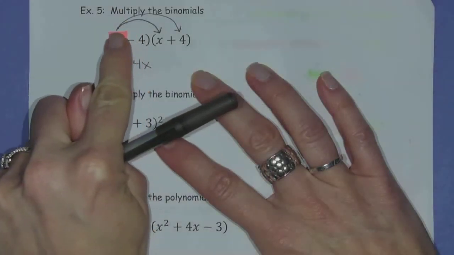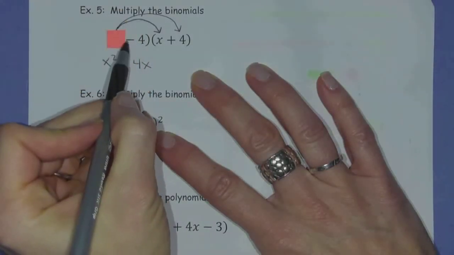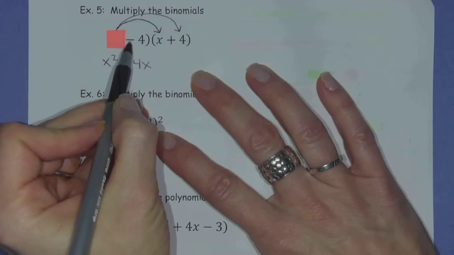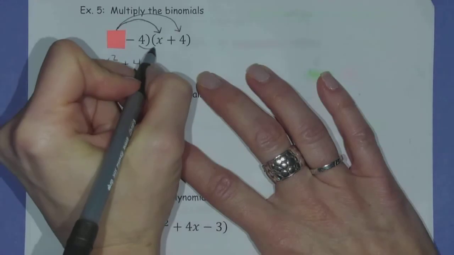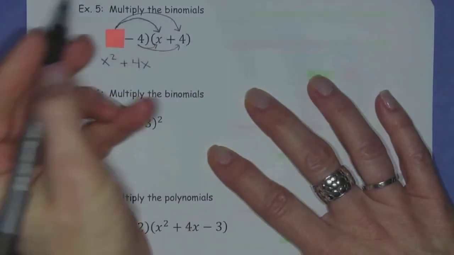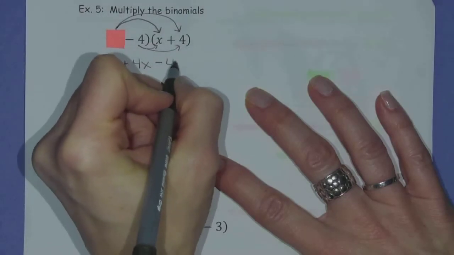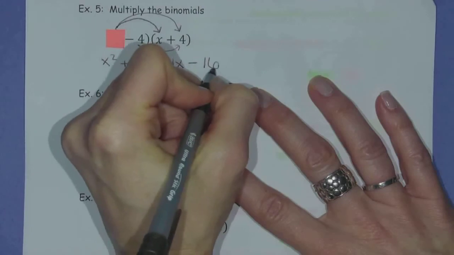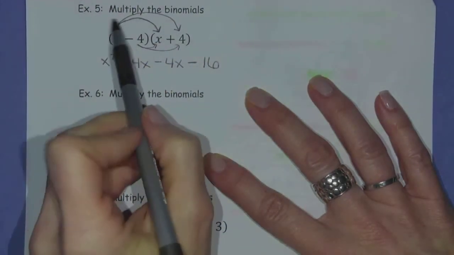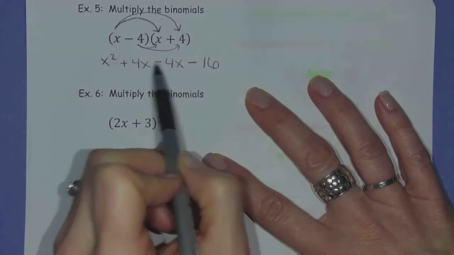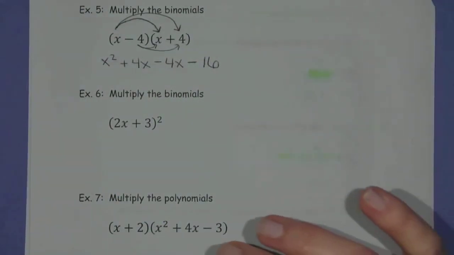Slide it. Now we're going to take negative 4. Notice I'm taking the sign in front here, negative 4, and I'm distributing it to the second quantity. So negative 4 times x, negative 4x. Negative 4 times 4 is negative 16. So every arrow that represents multiplication is indeed multiplication.